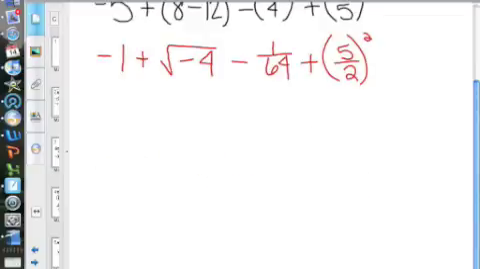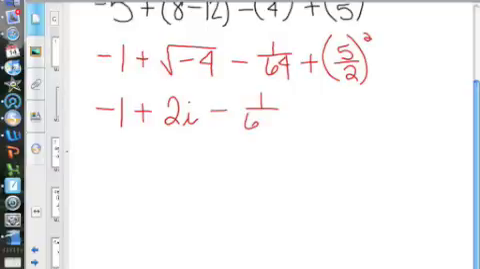Okay, -1 is -1 plus. Can you take the square root of a negative? If you make it imaginary. This is 2i. Okay, 1/64 is 1/64. And what's 5/2 squared? 25 over 4. All right, then to finish this off, we need to add together the terms that are alike.